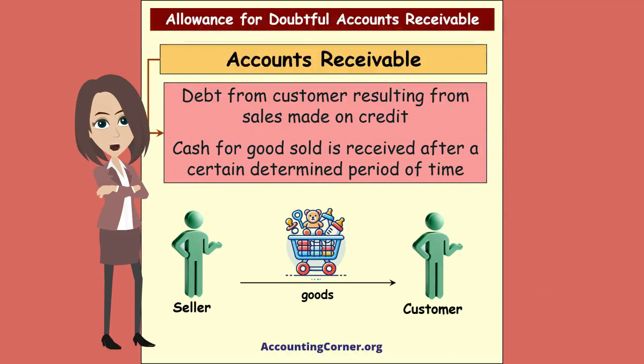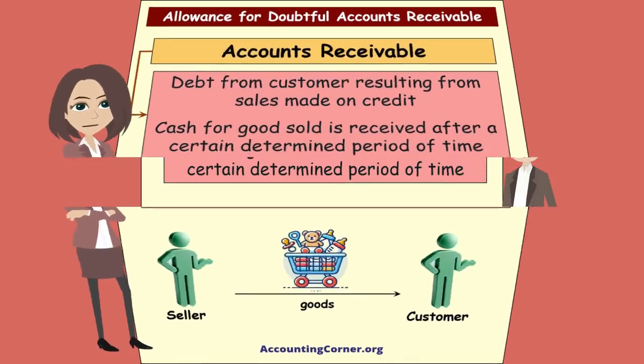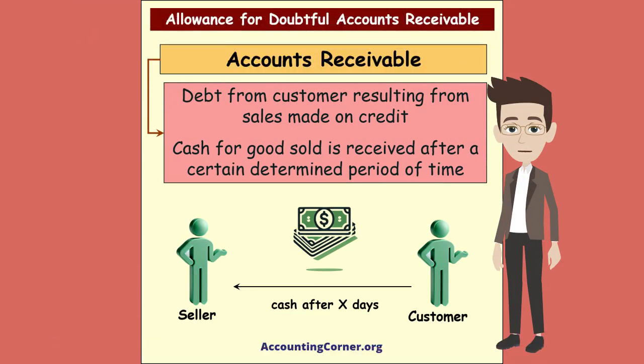Accounts receivable is the debt owed by customers as a result of credit sales. Essentially, after goods are sold or services are provided, cash is received at a later predetermined date. Customer owes payment to the seller. When a business makes a sale on credit, the customer receives the goods or services immediately. But the seller only receives payment after a certain number of days. This delayed cash inflow needs to be properly accounted for.